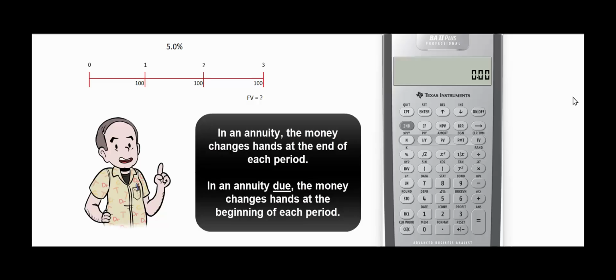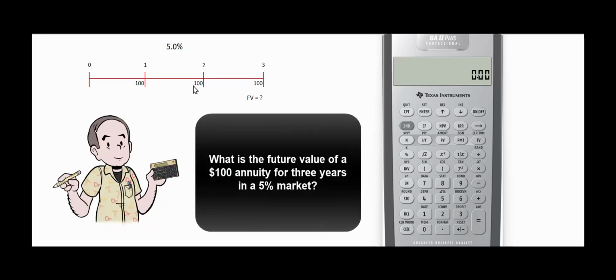An annuity due, which we'll talk about in a second, is where the payment is made at the beginning of the first period, at the beginning of the second period, at the beginning of the third period. So we can find future values and present values of annuities. Let's say we're going to receive $100 every year at the end of the year for 3 years, and the effective interest rate is 5%. What will that grow to?